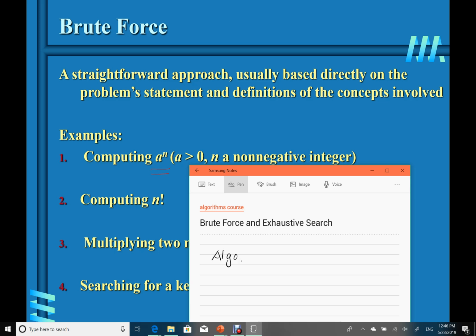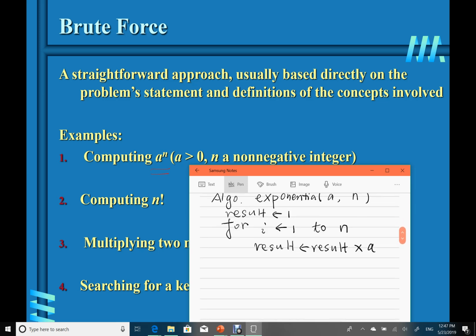Let's say we want to do the calculation of exponential. Algorithm exponential, and we have two inputs, a and n. So take a look at this one. This calculation is very easy, right? You give n, then you want to multiply a. We multiply a for n times, so we can easily write the loop. At the beginning we have result assigned to be 1, and we use a count variable i assigned to be 1, and scan i from 1 through n, and every time we have result assigned to be result times a. Okay, so this is the solution.